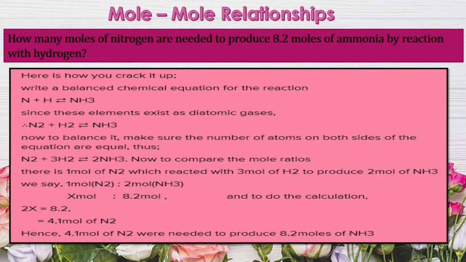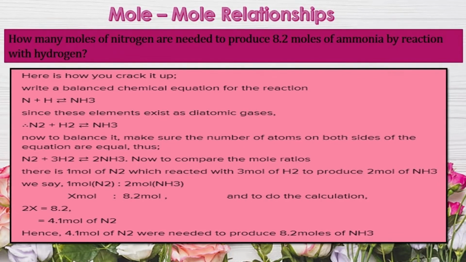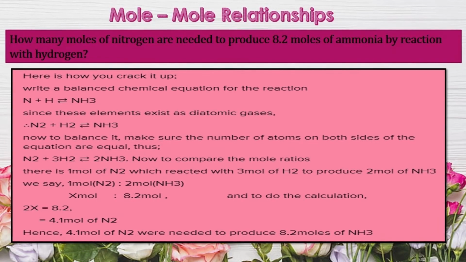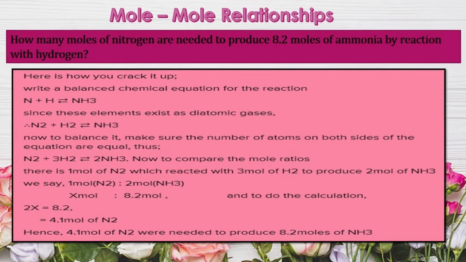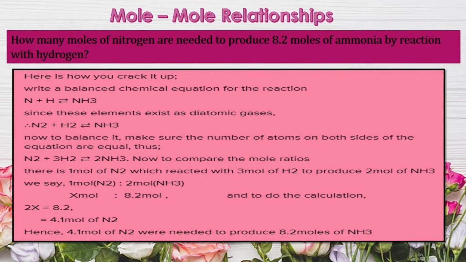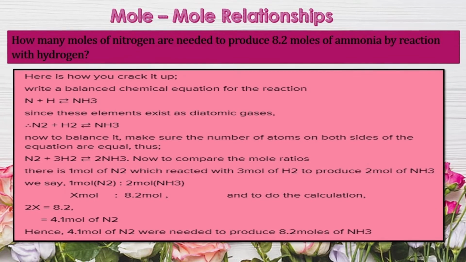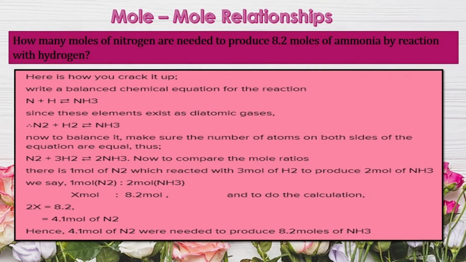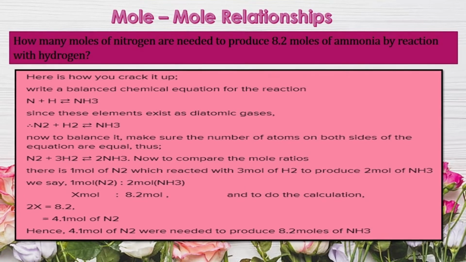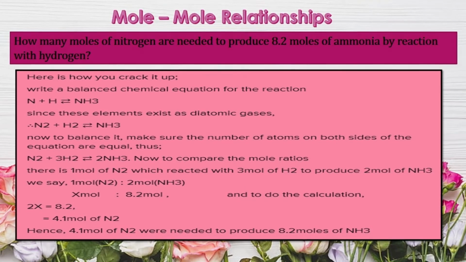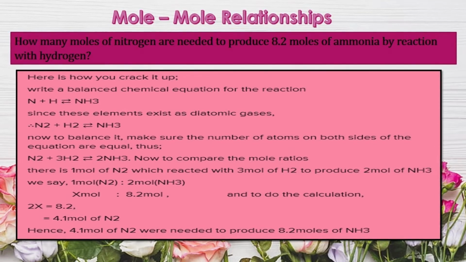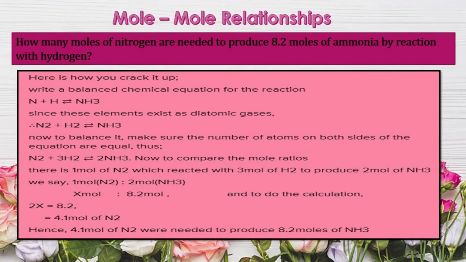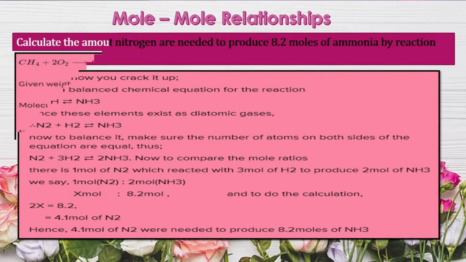So from the balanced chemical equation, we come to know 1 mole of nitrogen will react to form 2 moles of ammonia. So 8.2 moles of ammonia will be formed from how many moles of nitrogen? That is the question being asked. So you can simplify and you will get the answer as 4.1 moles of nitrogen.